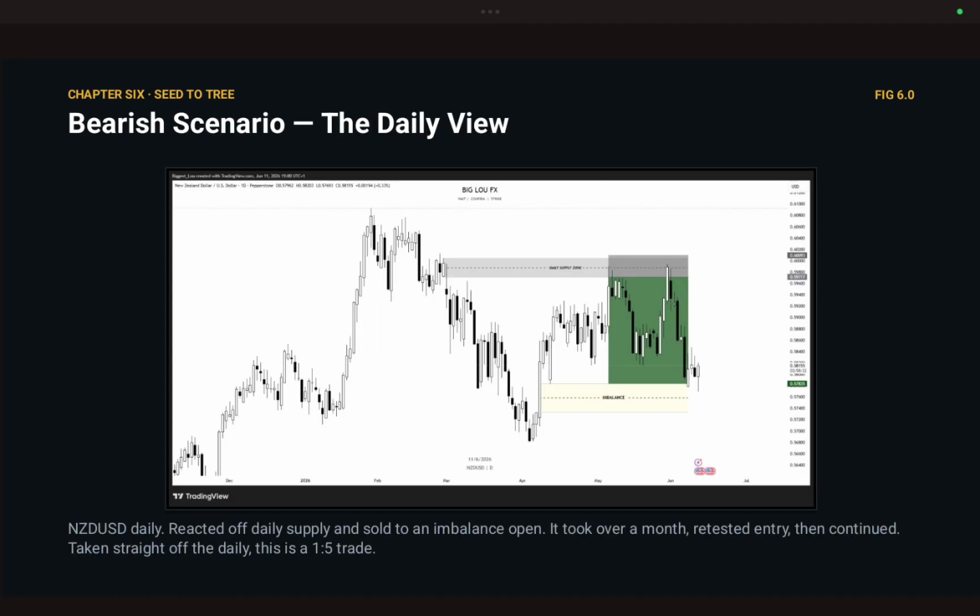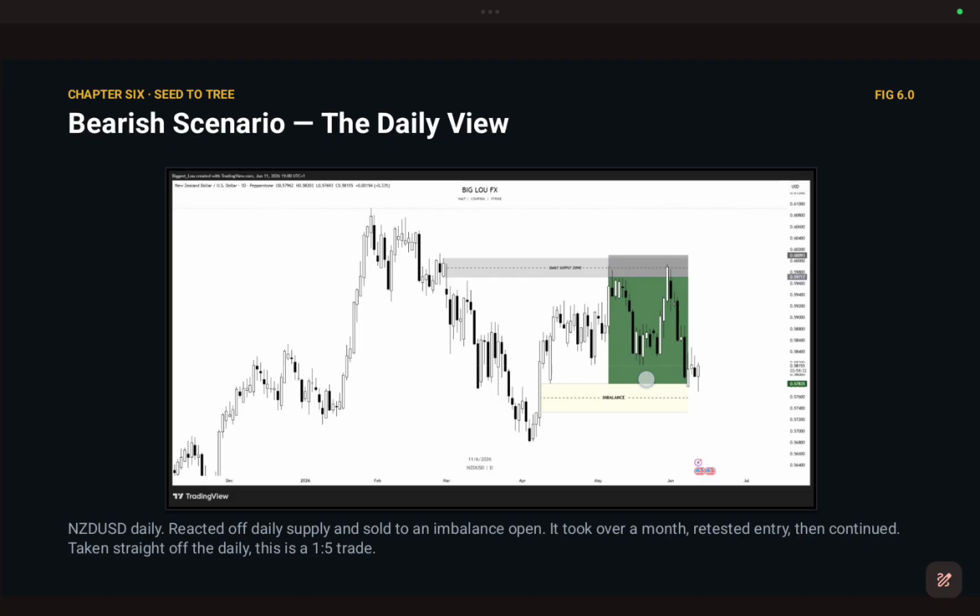All right, so this is an example. This is the daily time frame on NZD USD. You could see that it reacted off a supply zone and jumped down. In this case, we are using our imbalance open as our target.